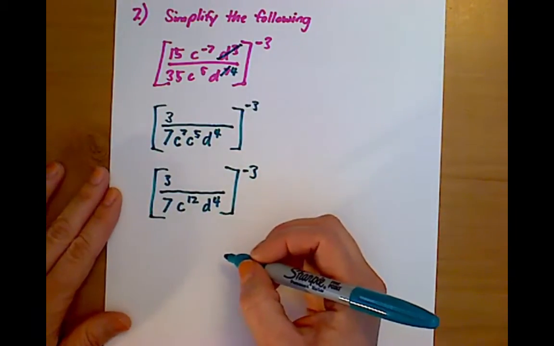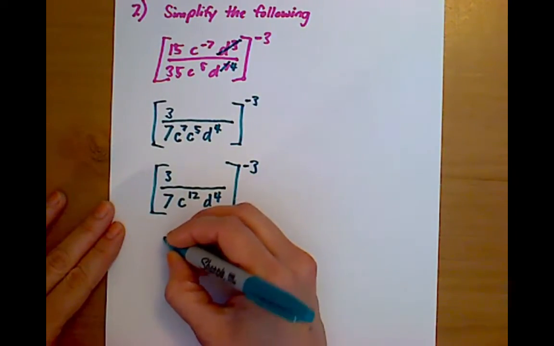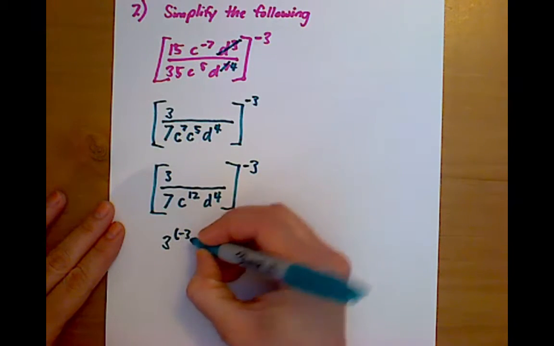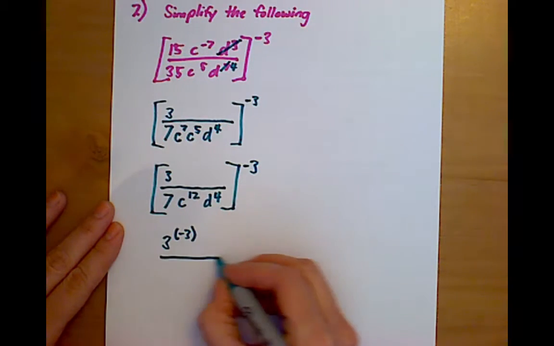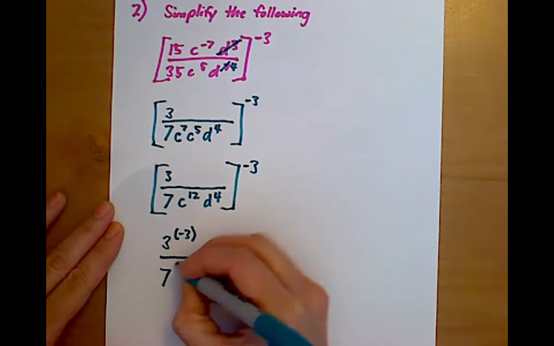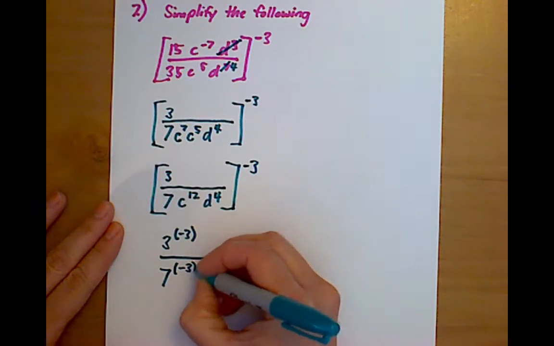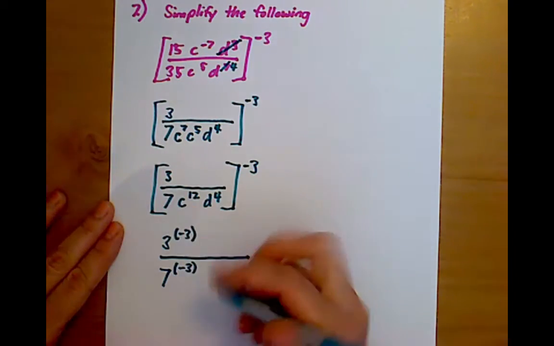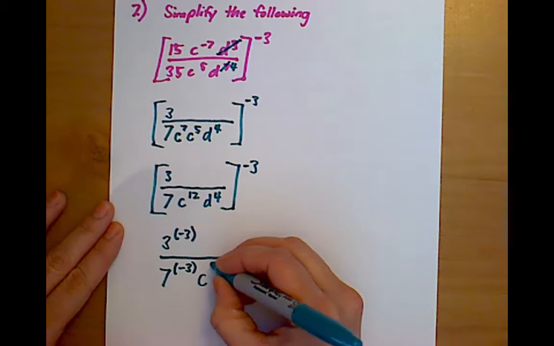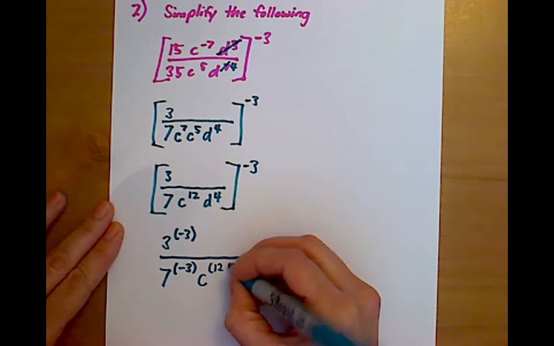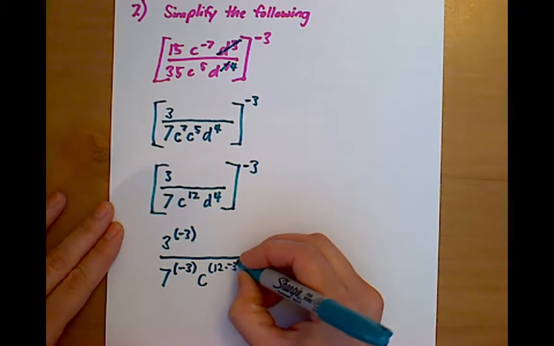Let's make sure you guys can see it. I hope I didn't go off there. 3 raised to the negative 3rd power. We're just going to write it down like this, first of all, so you guys can see what we're doing. 7 raised to the negative 3rd power. And then c raised to the 12 times negative 3.